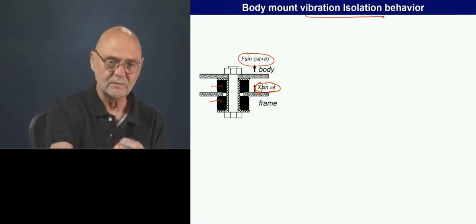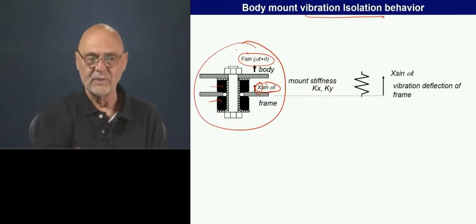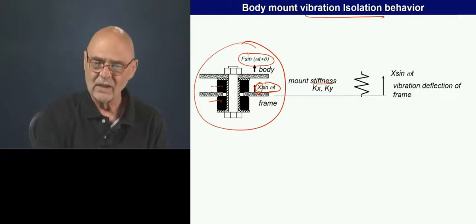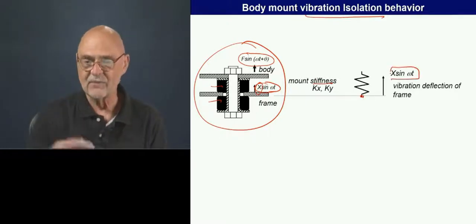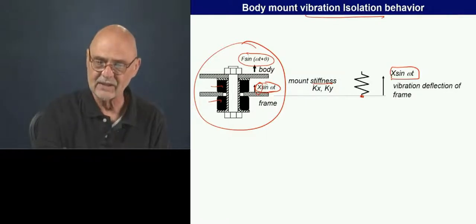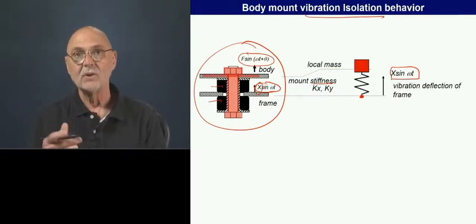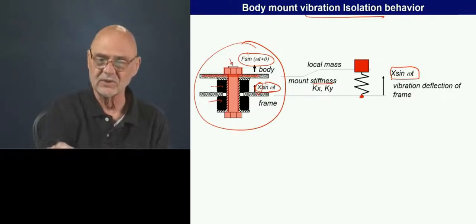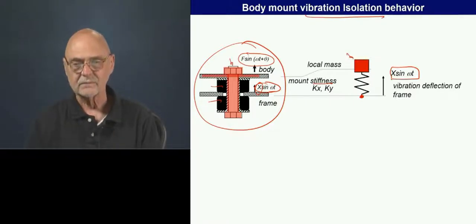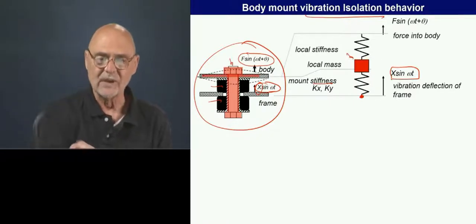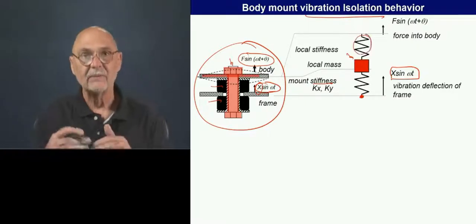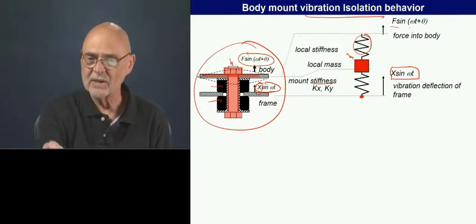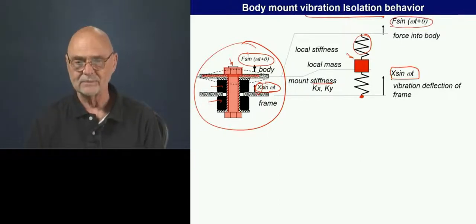So we can model this little interface with the mount stiffness that we talked about before, the Kx and Ky. The vibration deformation is occurring at this point. We have a local mass, the weight of the attachments and part of the structure. So that's the M here. And then we have a local flexibility. This is our structure deforming locally, which we talked about a little bit. And then we have the force being applied into the body through that.